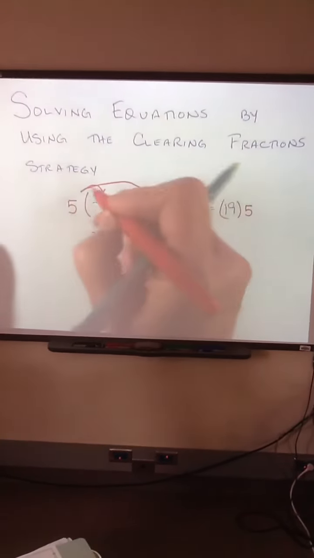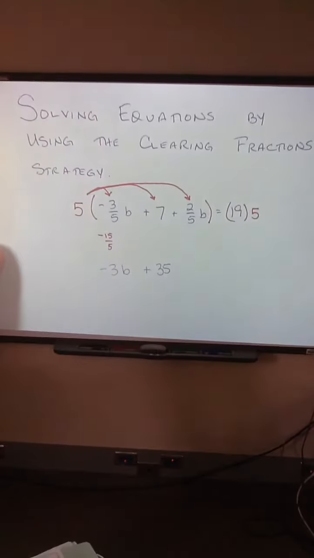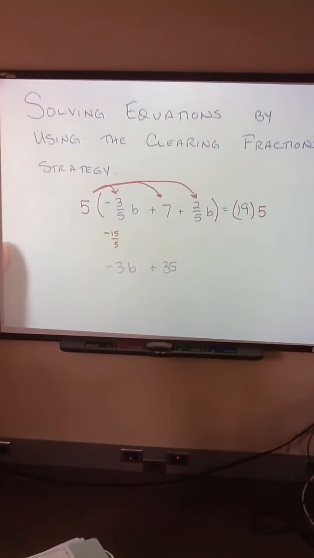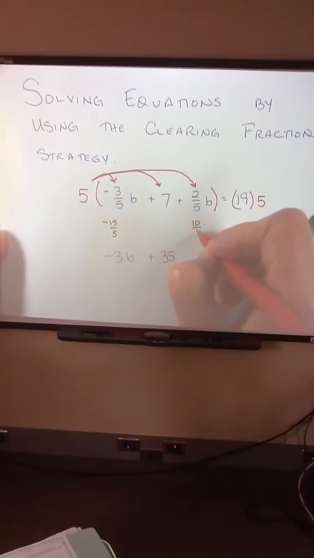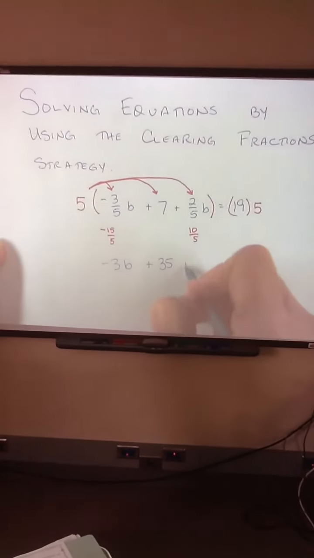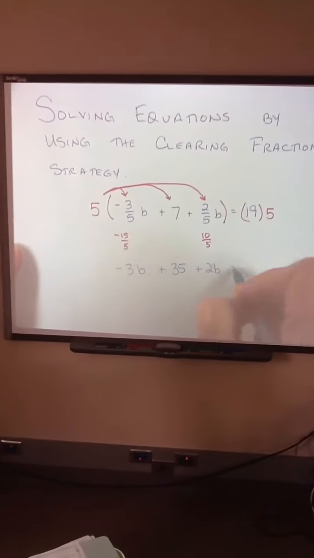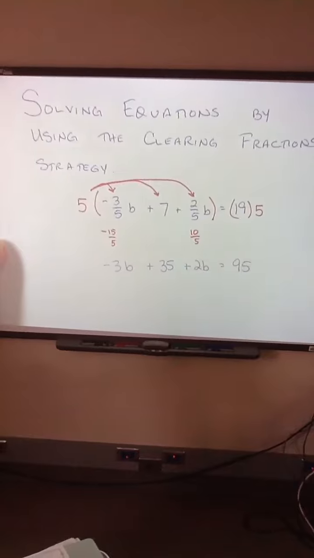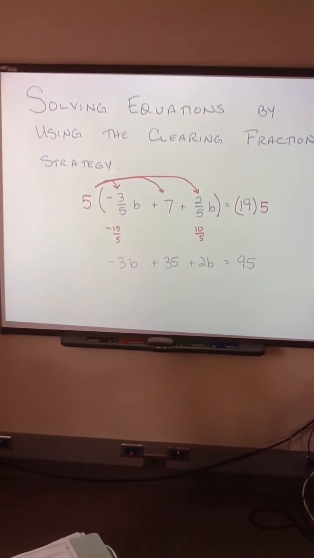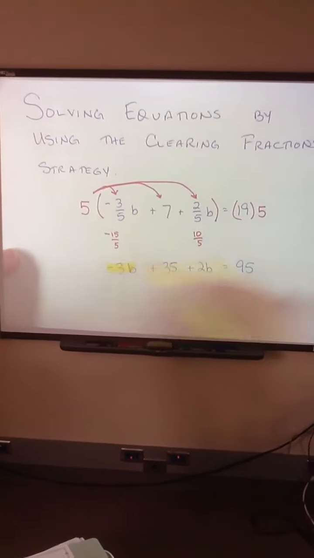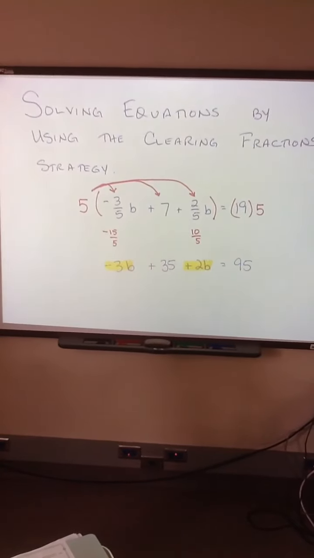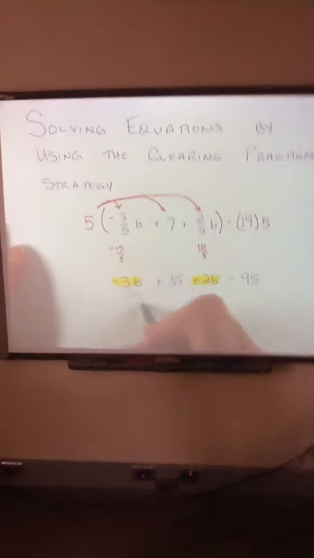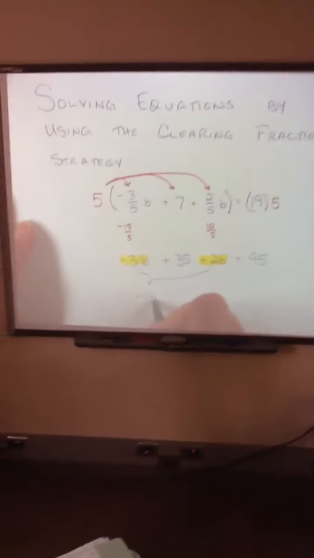And then I multiply the 5 by the 2/5, and I get 10/5. And 10/5 is another name for 2. So that becomes a 2b. And when I multiply 19 by 5, I get 95. Now I have some like terms that I need to combine. I have a negative 3b and a positive 2b. In combining those two terms, I will end up with a negative 1b plus 35 equals 95.